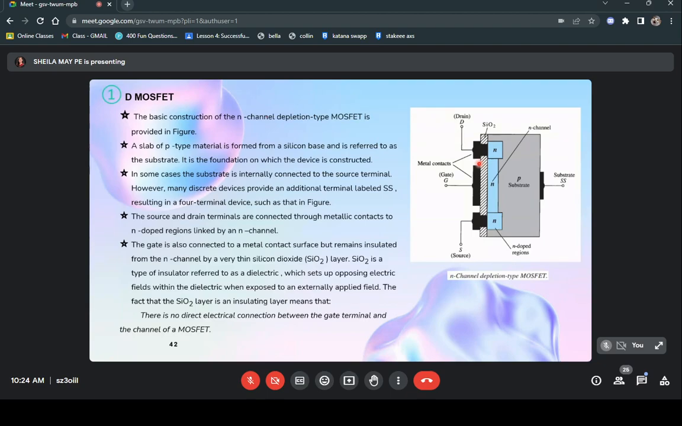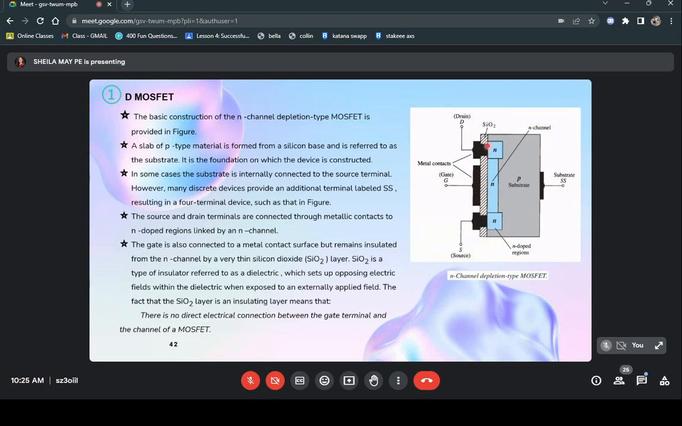The silicon dioxide layer is an insulating layer. That means there is no direct electrical connection between the gate terminal and the channel of our MOSFET. Now I repeat, we have metal here. Our drain is connected to a metal, the same as with our source. Also with our gate. But the difference between our drain, source and gate terminal is that the drain and the source are connected directly to the N-doped regions. The same for our drain. Now for our gate, it is insulated.